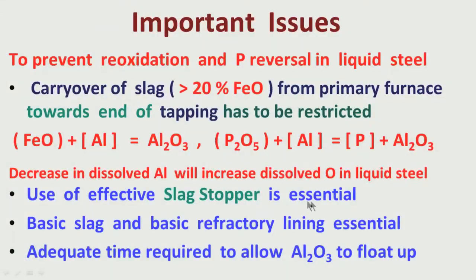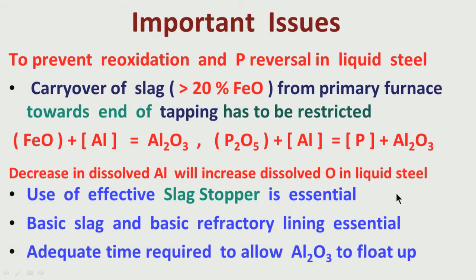So, at the time liquid steel is getting tapped, whenever slag tries to come near the tap hole, the dart will come to the tap hole and stop the slag from coming through. So, this is a way it can be stopped, or to some extent controlled.